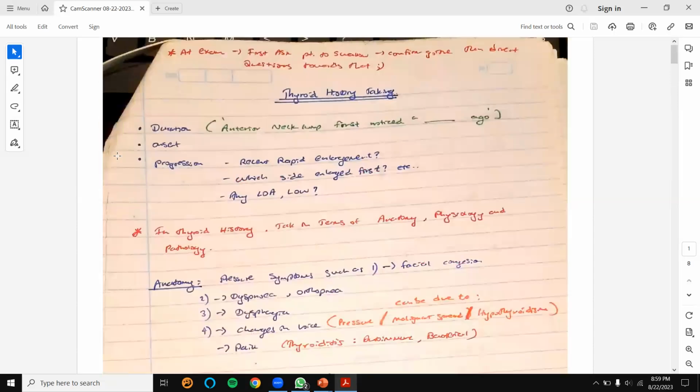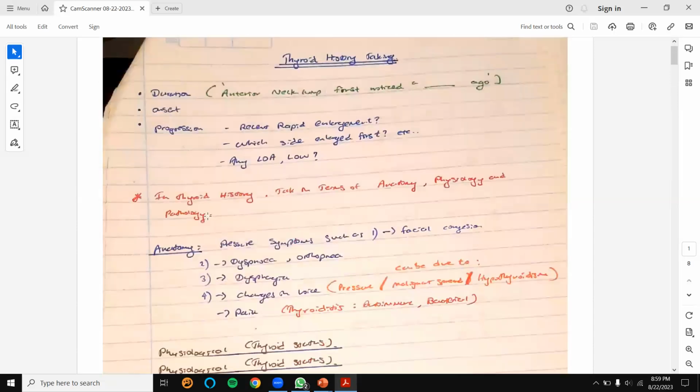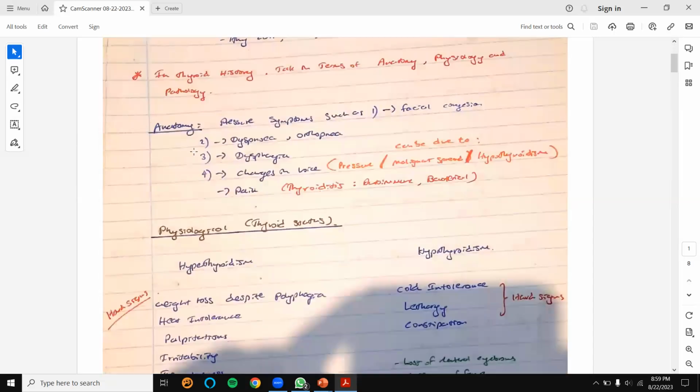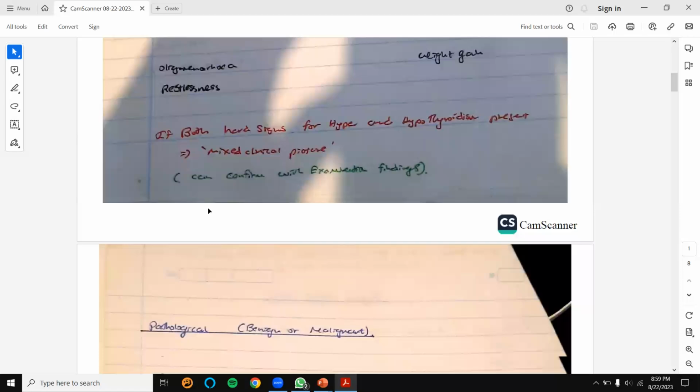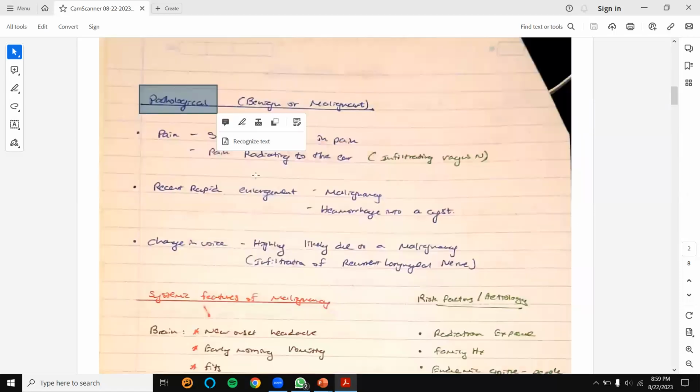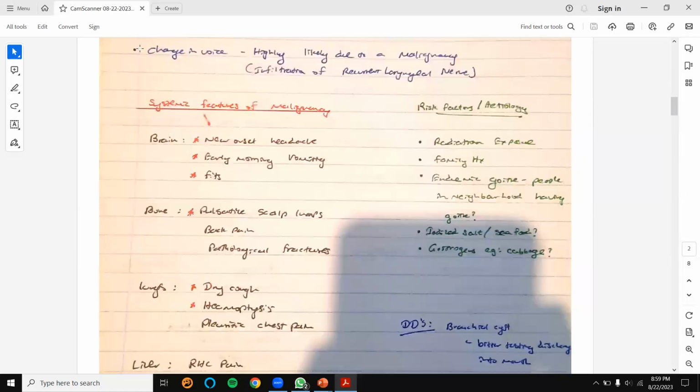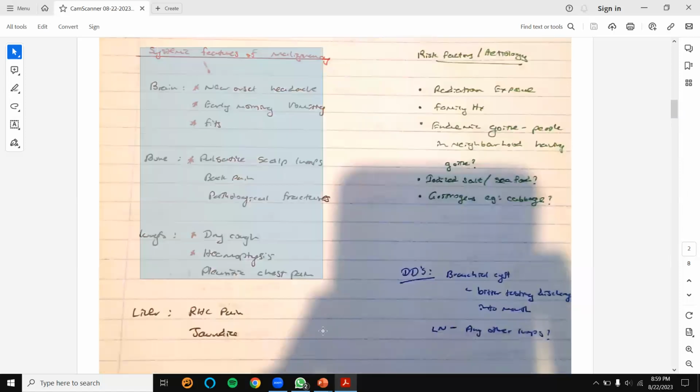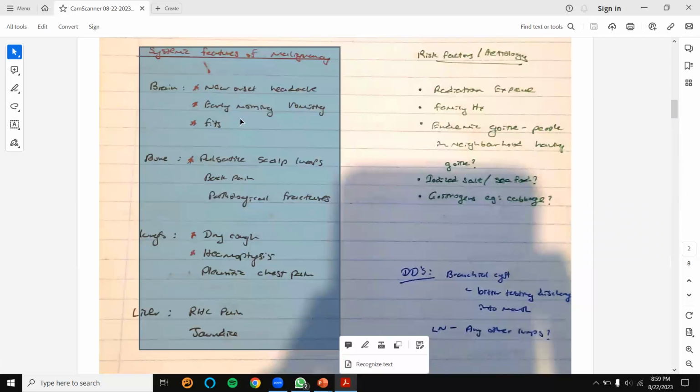Once again, you get the basic details: duration, onset, progression, and stuff like that. Then break down the symptoms into anatomical symptoms, physiological symptoms, and pathological symptoms, put it under those subtopics and present. And then the normal stuff, the systemic features of malignancy: loss of appetite, loss of weight, and spread to lung, liver, brain, bones.